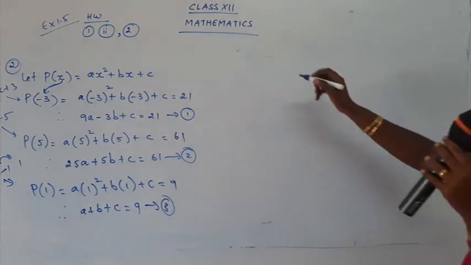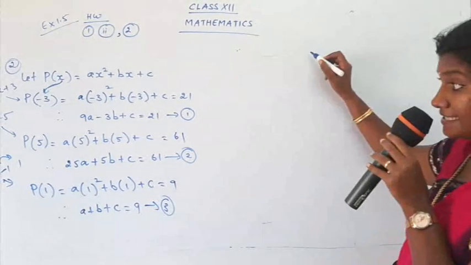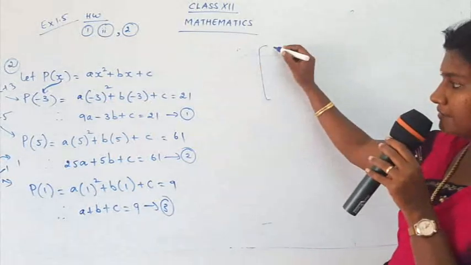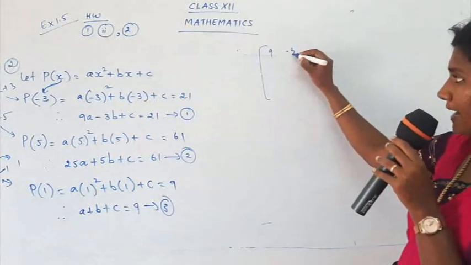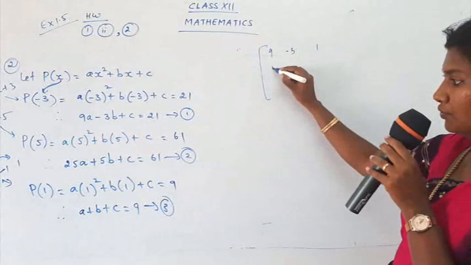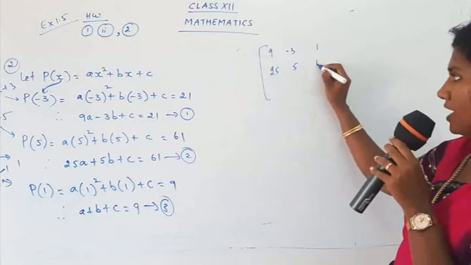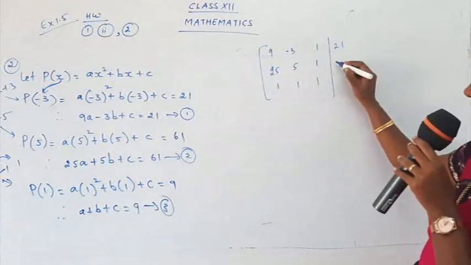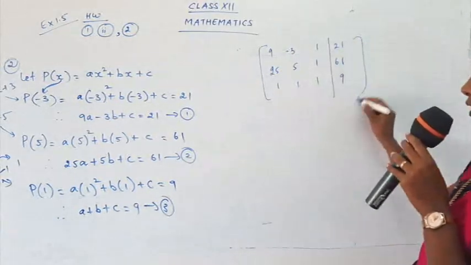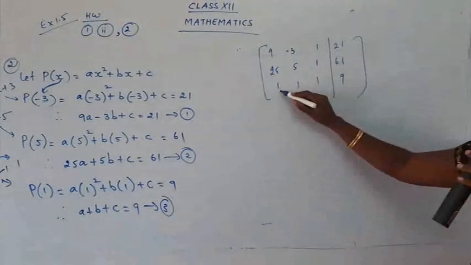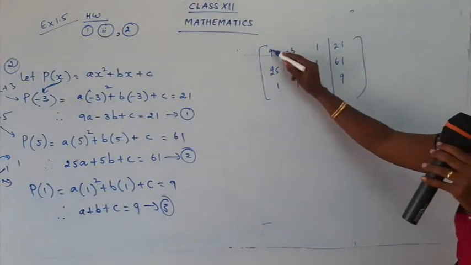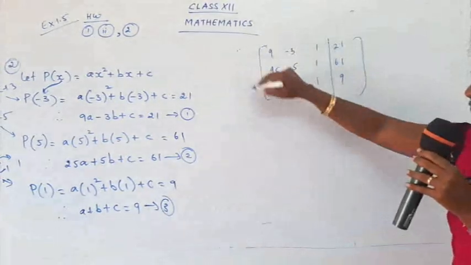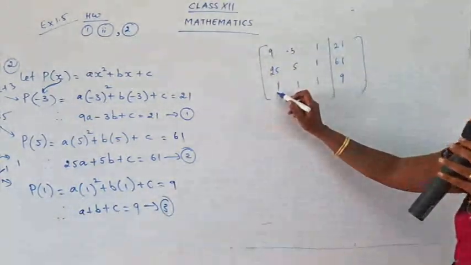So now what will be the next step? Transforming the augmented matrix into echelon form. Let's write the echelon form. Augmented matrix: 9 minus 3 1, 25 5 1, 1 1 1, and 21 61 9. What is the first rule? The first element should be 1. But what is the first element here? It's 9. So don't go for dividing. We already have 1 here, yes? So try to replace. So what will you be doing?